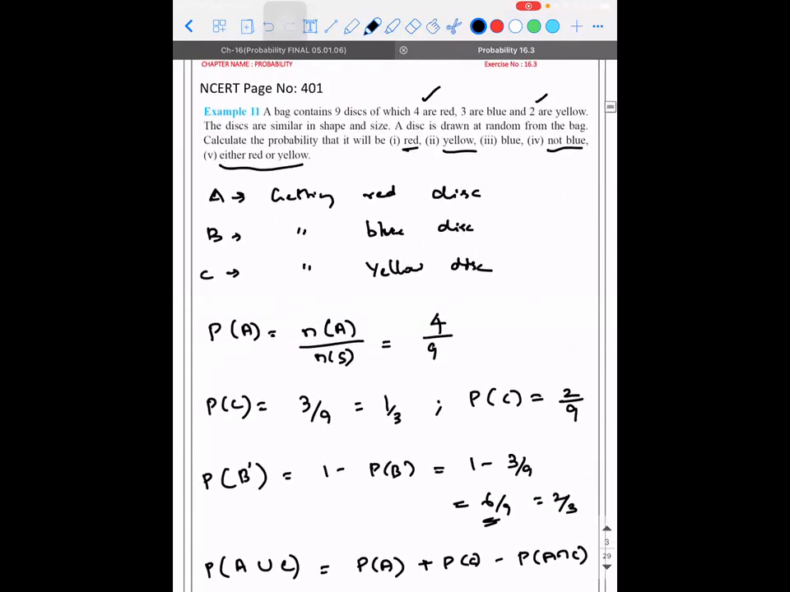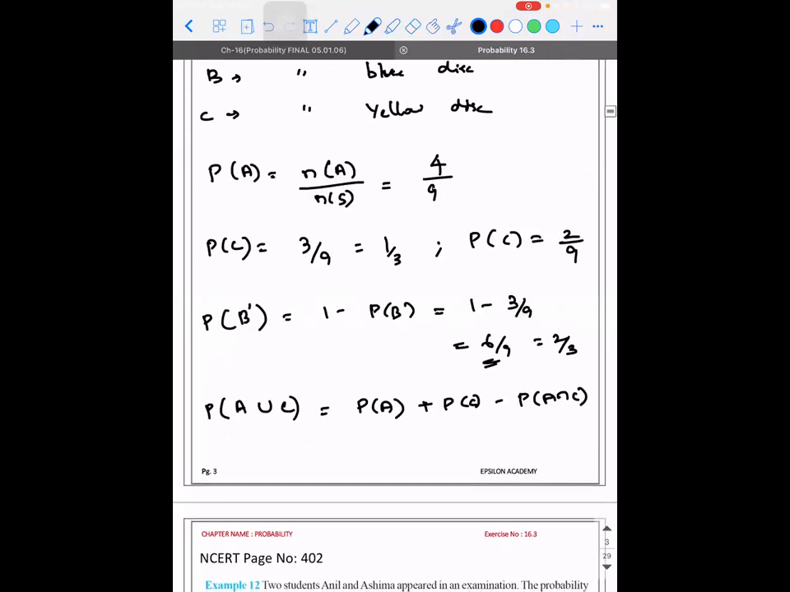But here, how many objects are taken out? There is only one disc, a disc is drawn. So when you take one disc at a time, is it possible for you to get red and blue at the same time? No. So which one should I eliminate in the expression? A intersection C. A intersection C is 0 because only one disc is drawn. So what will be my answer? Probability of A is 4 by 9. Probability of C is 2 by 9. That will be 6 by 9, which is 2 by 3.